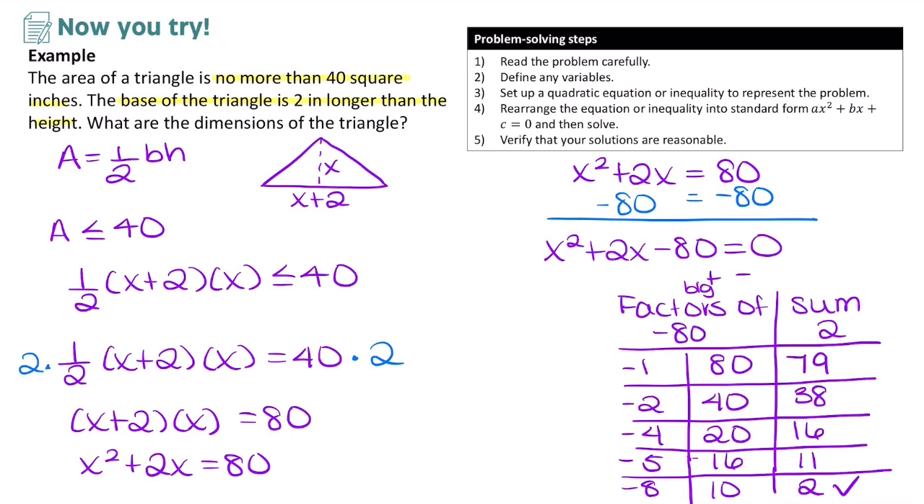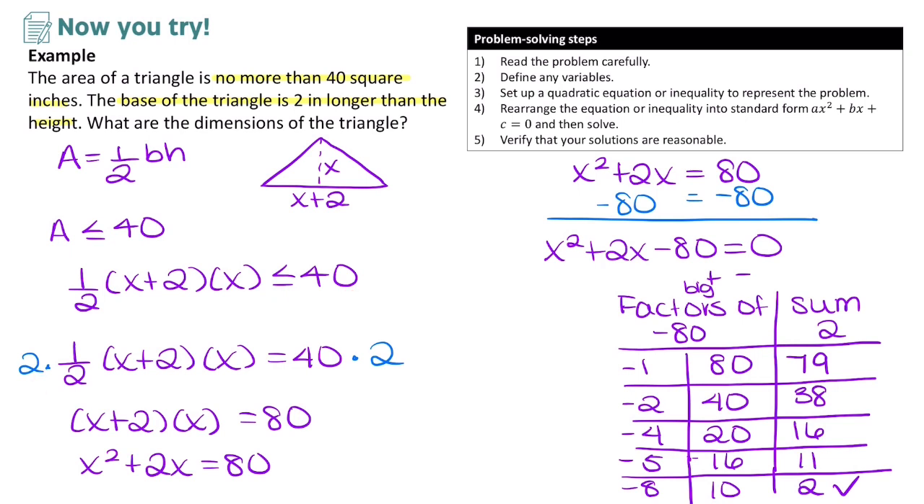So this problem is interesting because it's talking about the area of a triangle. We know the formula for the area of a triangle is 1/2 base times height. So it says no more than 40 square inches, so we know the area has to be less than or equal to 40. So this allows us to set up the inequality 1/2 times x plus 2, which is an expression that represents the base, times x, which is what represents the height, is less than or equal to 40. Then we can set up the corresponding equation and we can work on solving.